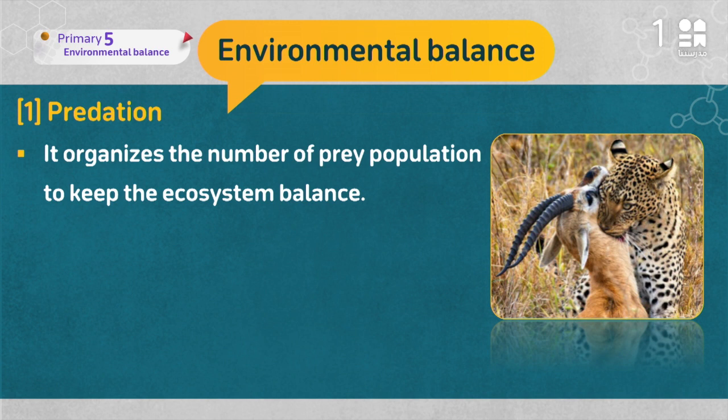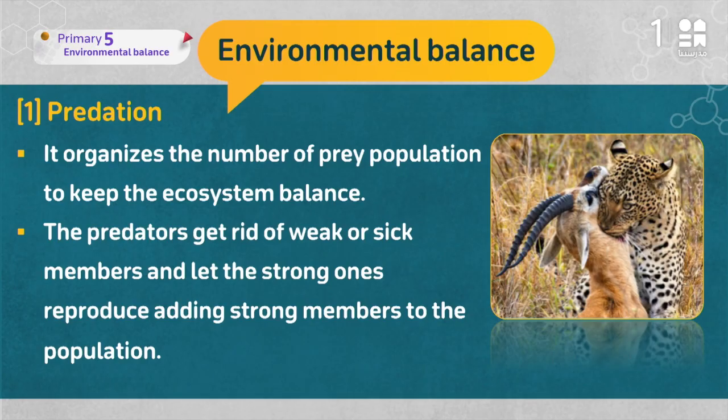إزاي بيعمل organize لعدد الpreys؟ As the predators get rid of weak or sick members and let the strong ones reproduce, adding strong members to the population. يعني دلوقتي لو عندنا lion وعندنا two deers, okay, واحدة فيهم weak and the other one is strong. أول ما اللاين هيظهر أكيد الاثنين هيجروا، بس السترونج هي اللي هتقدر to run and to escape from the lion, but the other one مش هتقدر ان هي تجري بشكل كافي. then the lion will catch it and eat it so it will die.